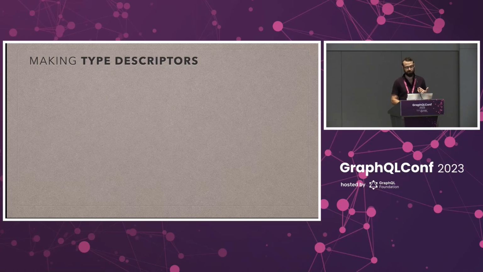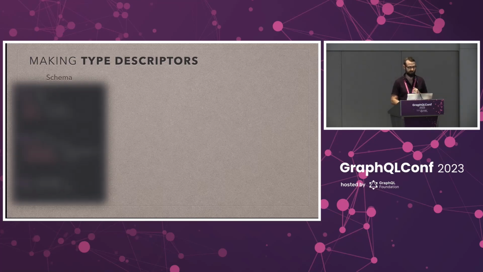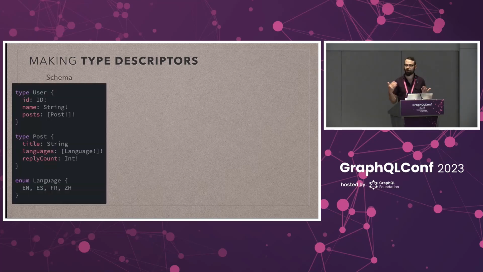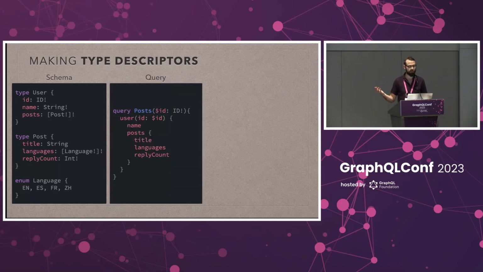So let's go through an example of actually making one of these type descriptors so we can see how that process of combination works. We always start with a schema. Here we have a pretty straightforward small schema for a system where you can post things and do that in different languages, maybe a social network or something. And then let's say we have this query that's asking for all the posts by a certain user.